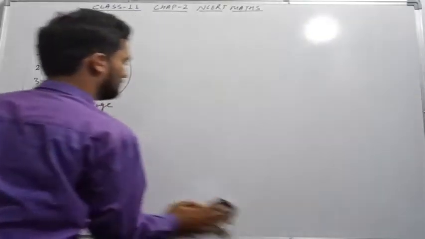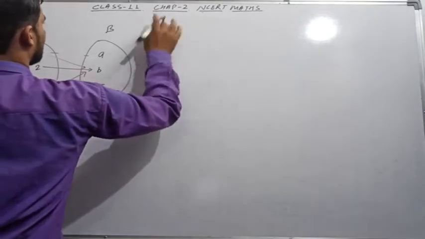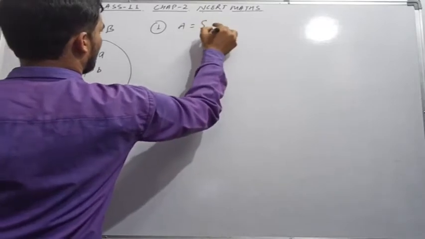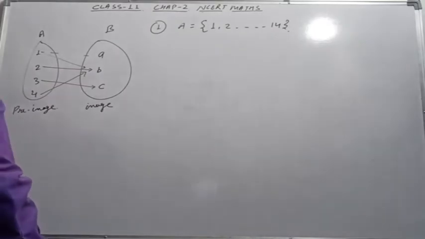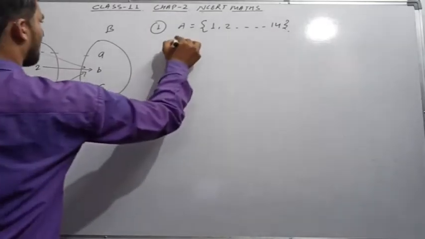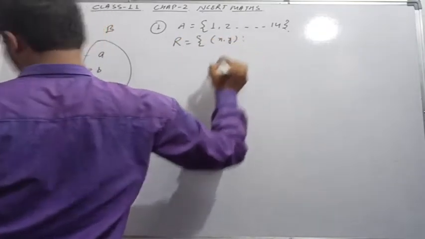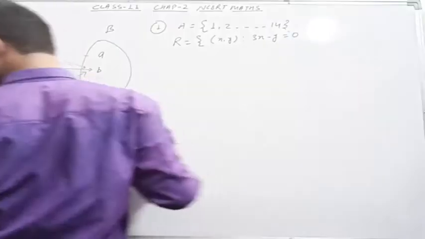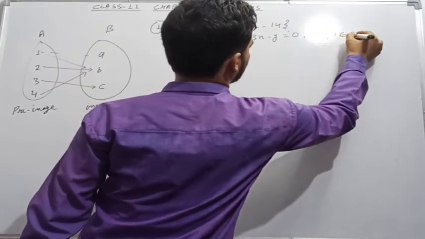We are taking one example to know about the relation. Suppose the very first question of your exercise. It is given set A is equal to 1, 2, and so on up till 14. Define a relation R from A to A such that R is the set of (x, y) such that 3x minus y is equal to 0, where x, y both belong to set A.